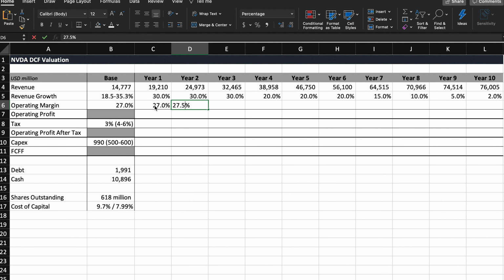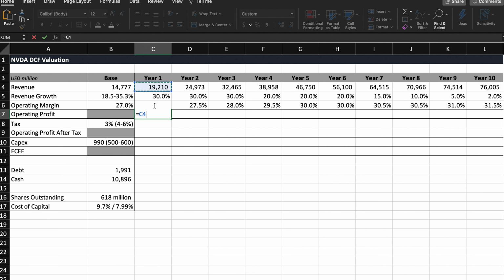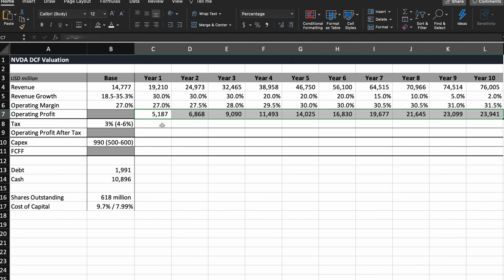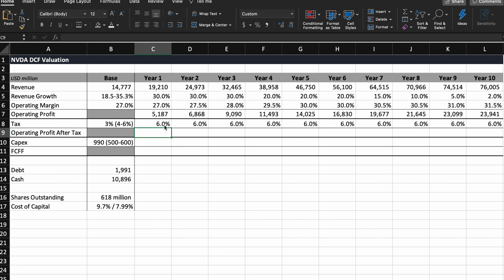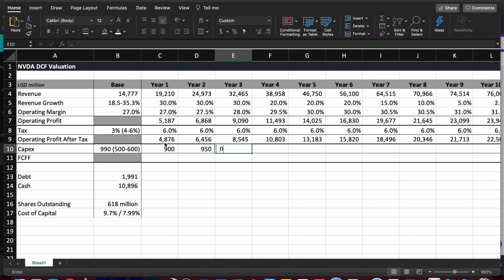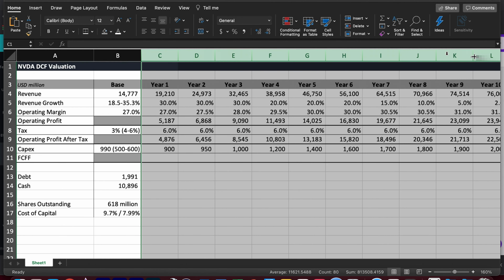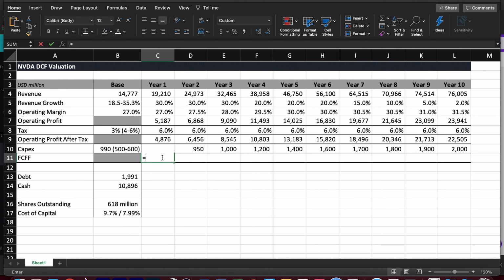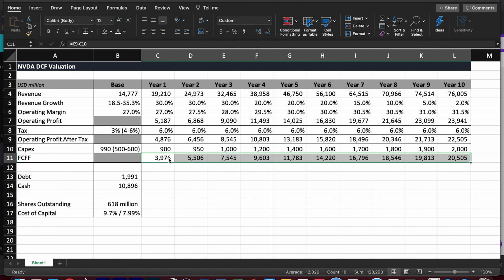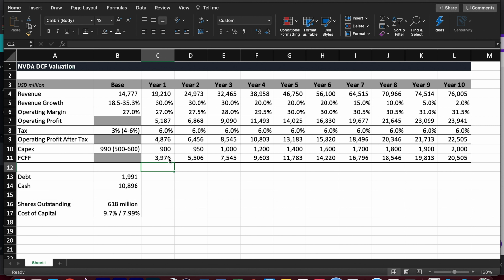For operating margin, I'm going to assume that Nvidia will be able to grow their margin over time to at least match Intel's operating margin today, which is 31.5%. Let's assume they'll gradually get there over the 10 years. I'm also going to assume a consistent tax rate of 6% throughout. So now we have our forecasted revenue, operating profits, and operating profits after tax. For capital expenditure, I'm going to assume that they increase that gradually from $900 million today to $2 billion in 10 years. So, we take our forecast for operating profit after tax, subtract capital expenditures forecast, and we get what's called free cash flow to the firm, or FCFF.